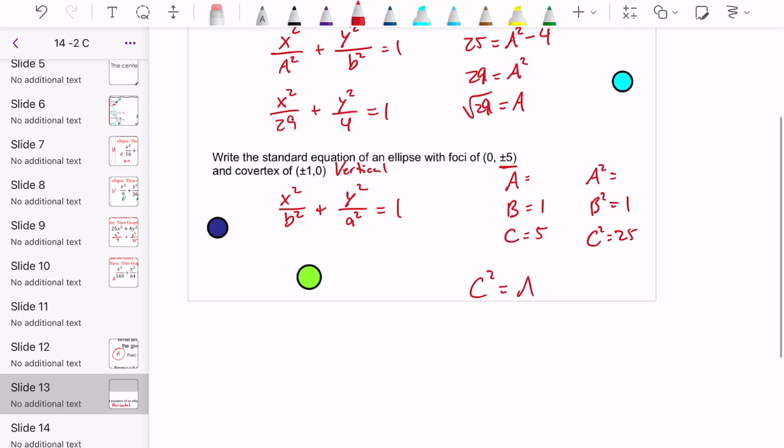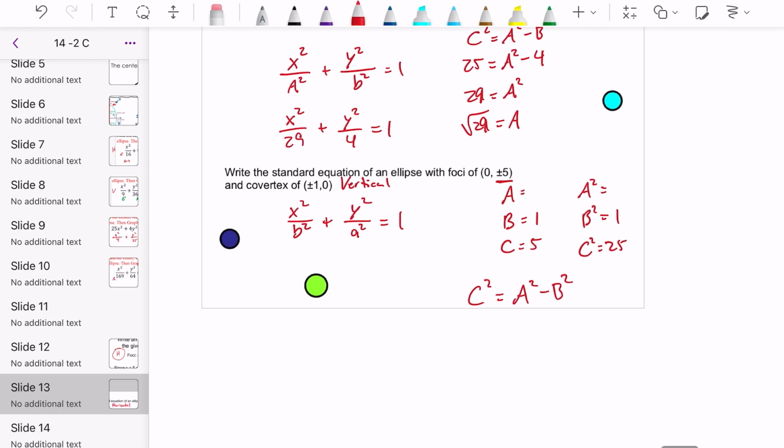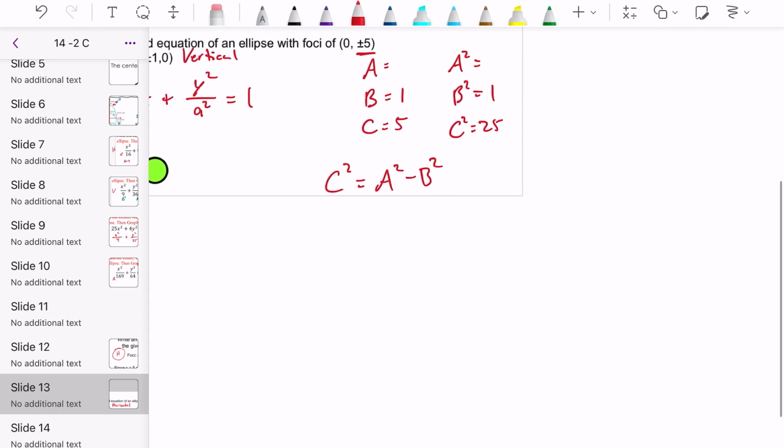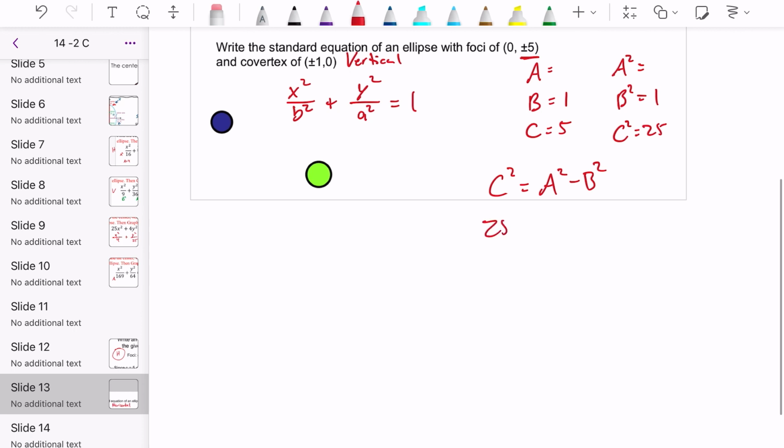We're going to go ahead. C squared is equal to A squared minus B squared. Here we're searching for A squared. C squared would be 25, is equal to A squared minus 1. We're going to move over the 1. 26 is equal to A squared. And now we can plug into our equation. So this is going to be y squared over 26 and x squared over b, which would be 1.